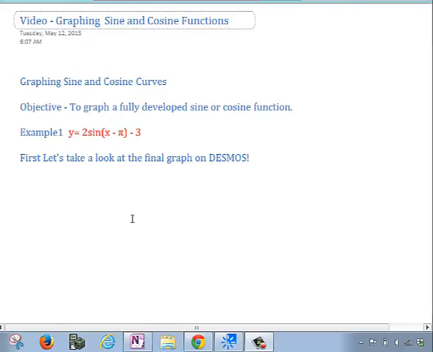This is Mr. McAllen. This is day 2 of Unit 8. We want to graph sine and cosine functions fully developed. These are where we have all 4 parameters, A, B, C, and D, showing, and we want to go over how we graph this function.